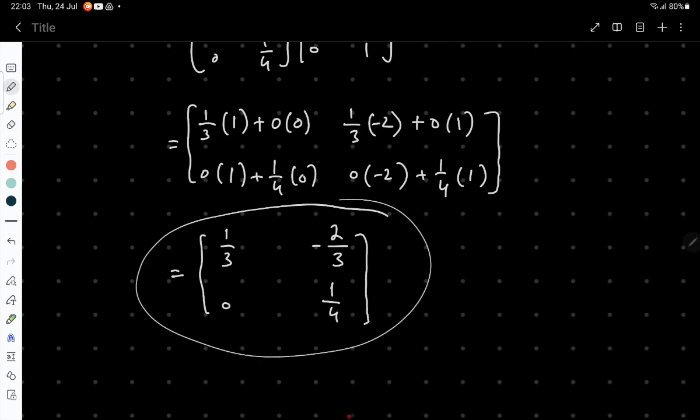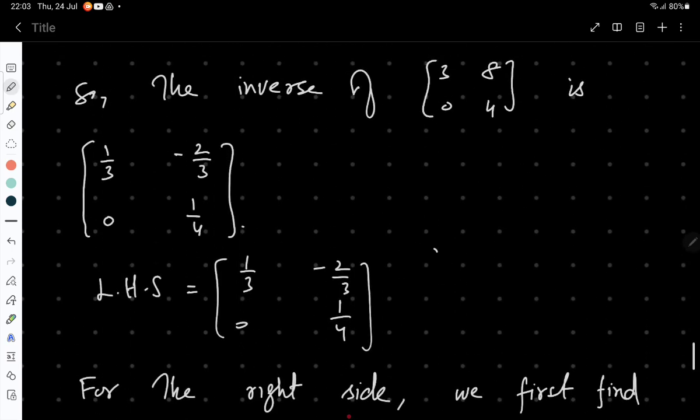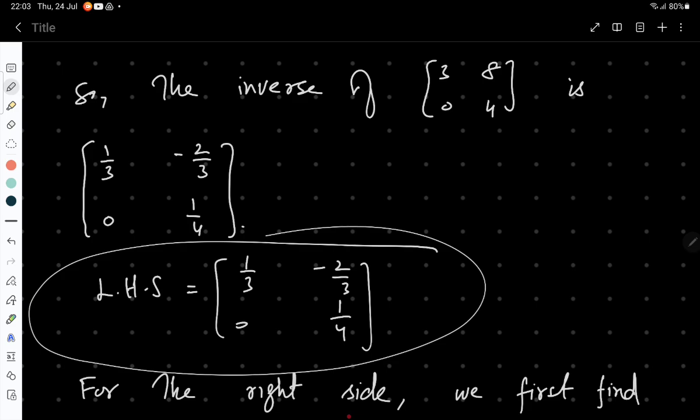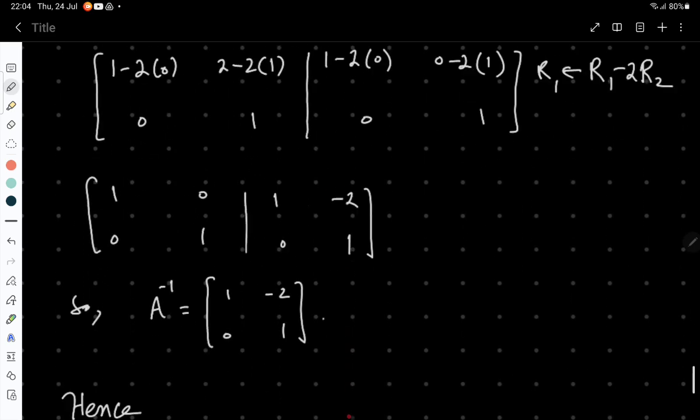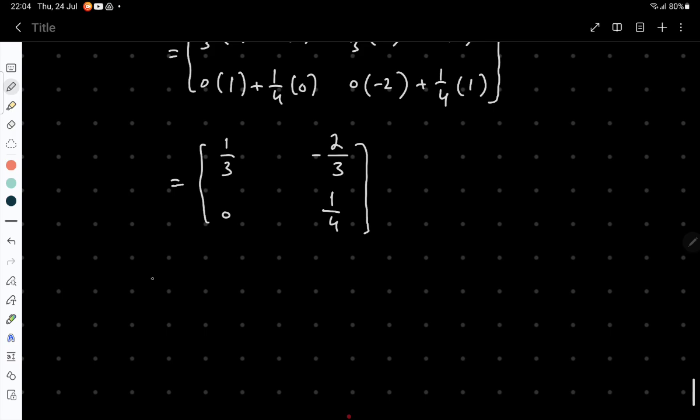Remember, now I will check what was our answer of the left hand side, whether it was the same answer or it was different. So remember, this is 1 by 3 minus 2 by 3, 0, 1 by 4. And where is the left hand side? Left hand side is this, 1 by 3 minus 2 by 3, 0, 1 by 4. So both are same. So there is no change in the left hand side and the right hand side. Since both are same, so I can write left hand side is equal to the right hand side, hence proved.